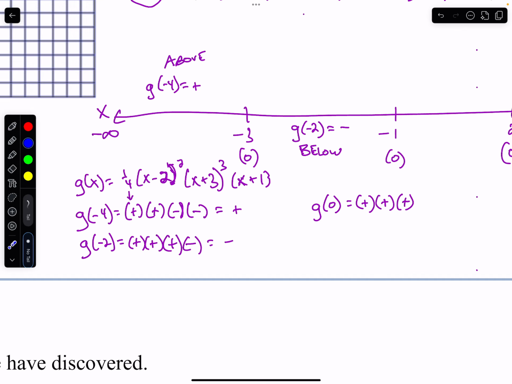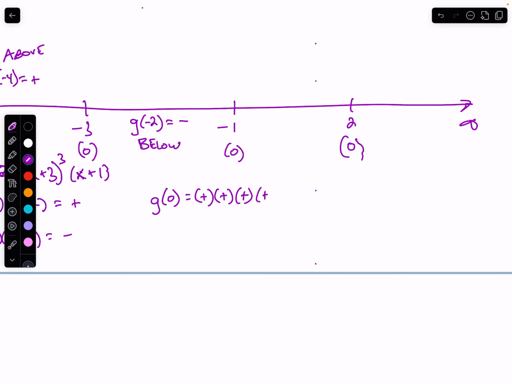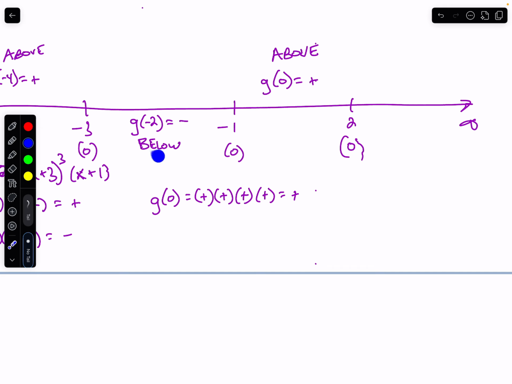And then when I plug my 0 in here, 0 plus 1 is positive. So everything's positive, so we get a positive. So g of 0 is positive, which means we'll be above the x-axis. So we have a change of sign here. When we come up to this 0 from the bottom, it's going to switch over and go above, because we have a change of sign from negative-wise to positive-wise.